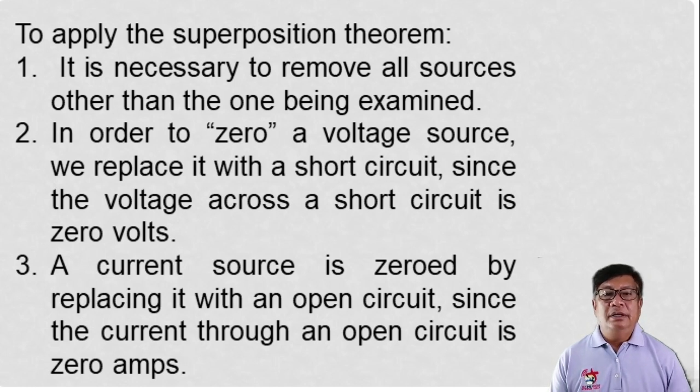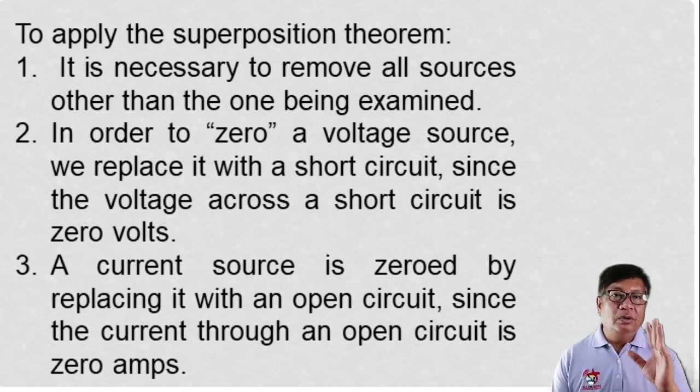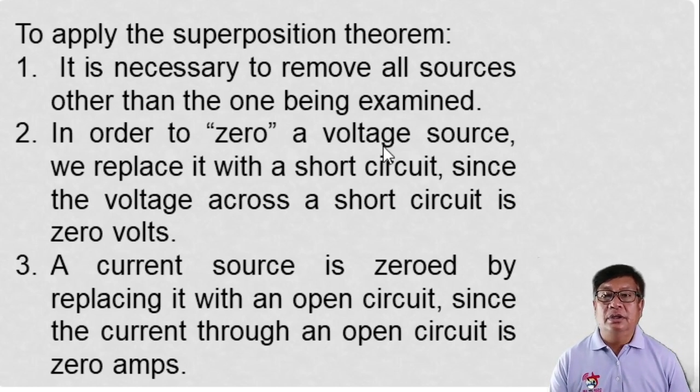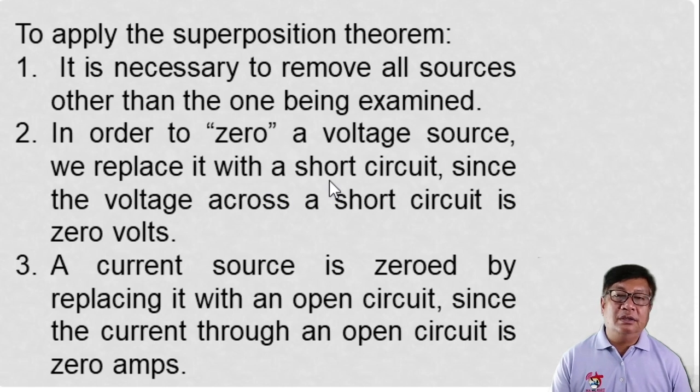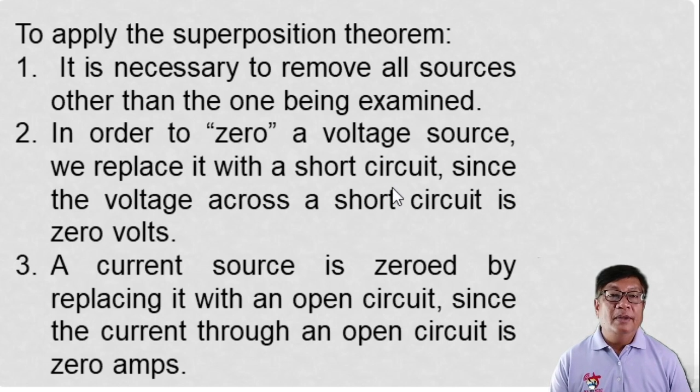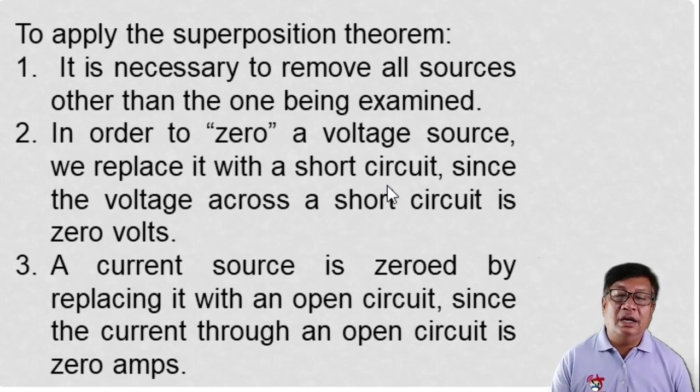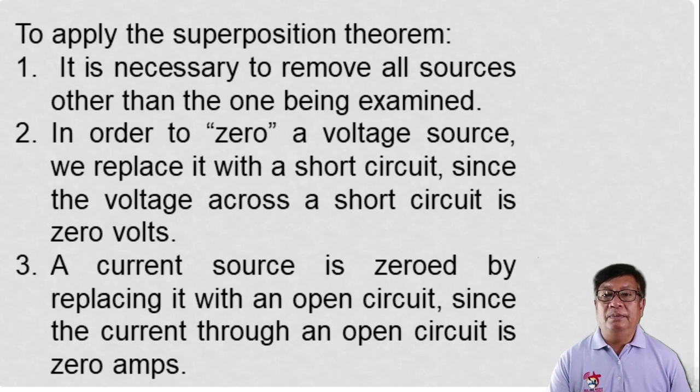If there are more than one source, then you have to analyze the circuit one by one based on each individual source connected in the circuit. In order to zero a voltage source, we replace it with a short circuit, since the voltage across a short circuit is 0 volts. In other words, we short-circuit the battery or voltage source.